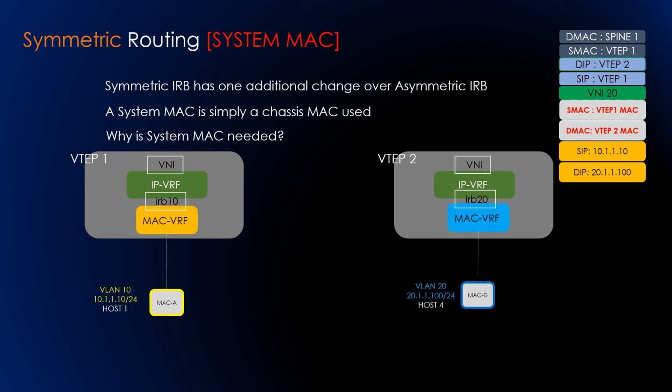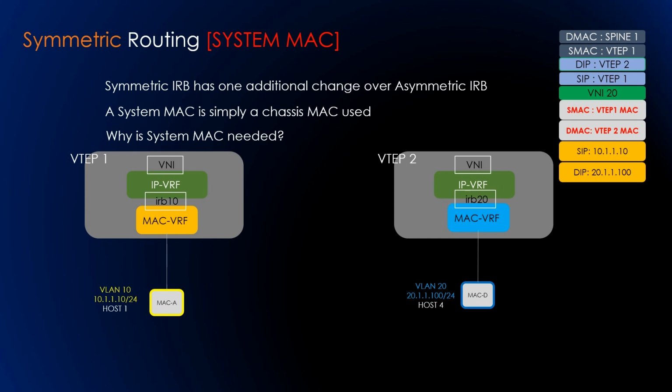So why do we use the system MAC here? The source VXLAN encapsulation requires an inner Ethernet header. If you remember from asymmetric, whenever we are doing a VXLAN encapsulation, we need an inner MAC address. In asymmetric, we do that in the source VTEP itself. But in the case of symmetric, we need a MAC address. So the source VXLAN encapsulation requires an inner Ethernet header.